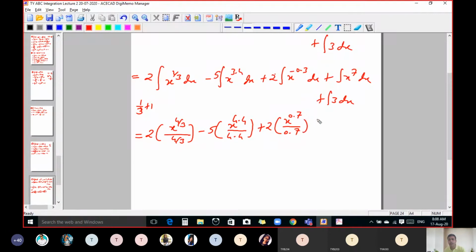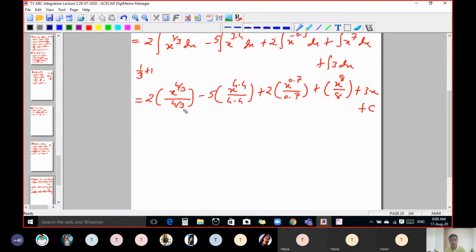Plus x raised to 7, so the power is 7, so adding 1 we get x raised to 8 upon 8, plus this is a constant, so 3x plus 3, and now you can take this 2 here in the numerator, so if we multiply 2 with these 3 in the numerator, we get 6, so it is like 6 into x raised to 4 by 3 upon 3 minus, you can keep this as it is.